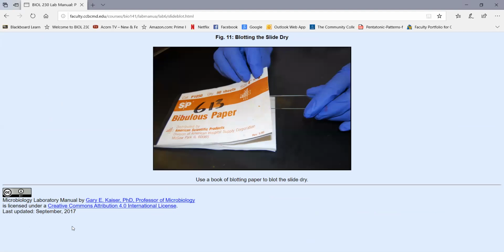Remember, just lightly rub your fingers over the book of blotting paper with the slide inside. Don't push too hard because you don't want to break the slide. And if you've done it right, you should actually be able to see with the naked eye at this point, just a very light colored staining film where you can see there's definitely bacteria on the slide.